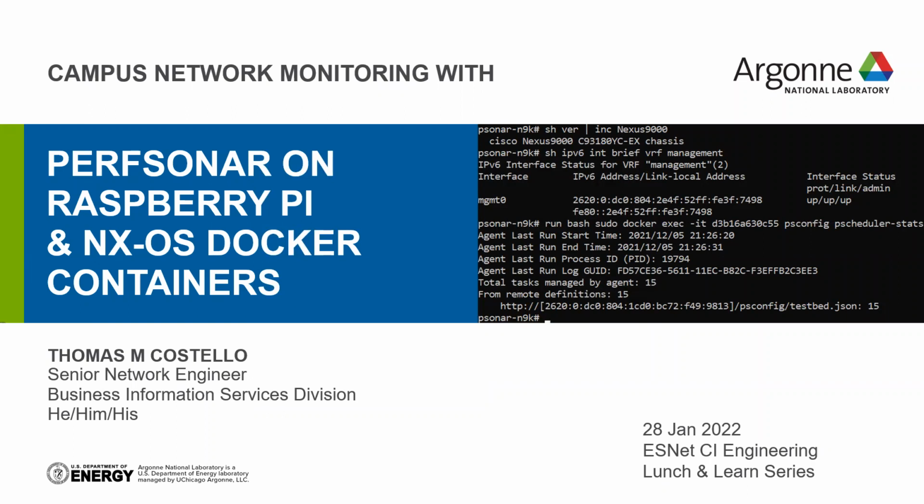So this very first screenshot on the initial slide is kind of fast forwarding to the finished product, which is a Cisco Nexus 9000 series switch. And we can see that it has a management VRF IPv6 address, and then I can use that run bash command to show that there is a Docker container running perfSONAR with the pScheduler stats on it right there.